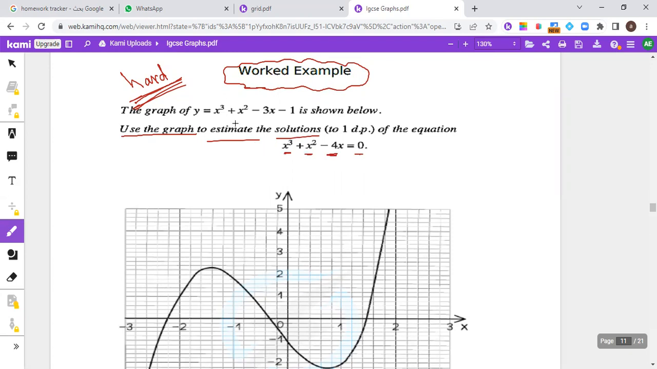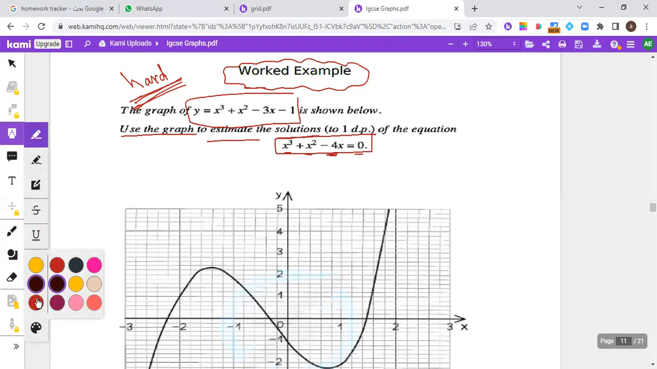Arish, can you see any relations between this and this? They are different. Any similarities between them? x power 3 plus x power 2. Great, exactly. So here x power 3 plus x power 2, they are the same. So highlight them.